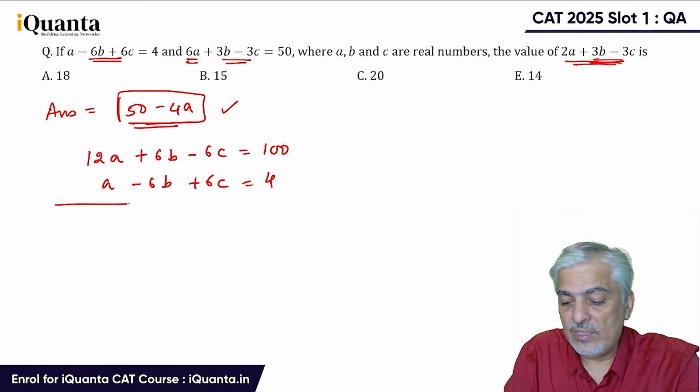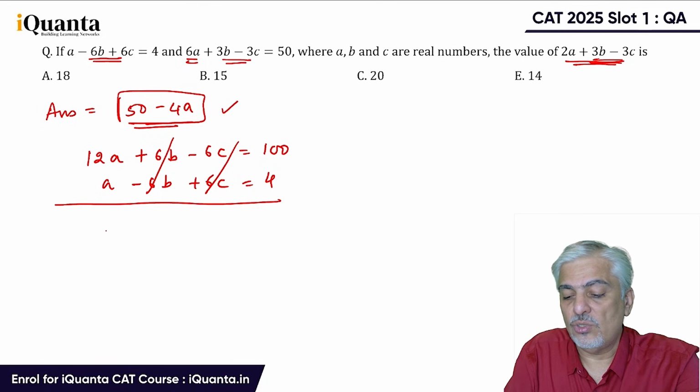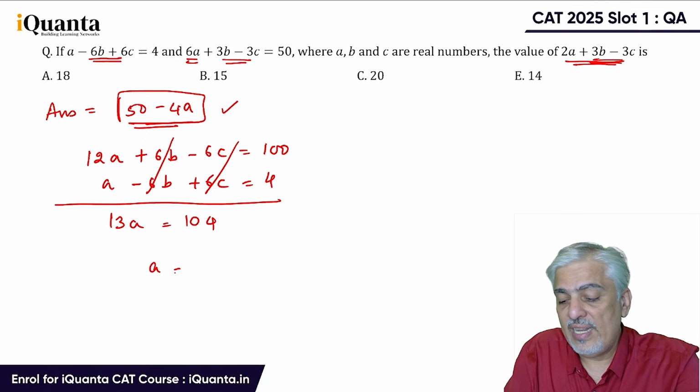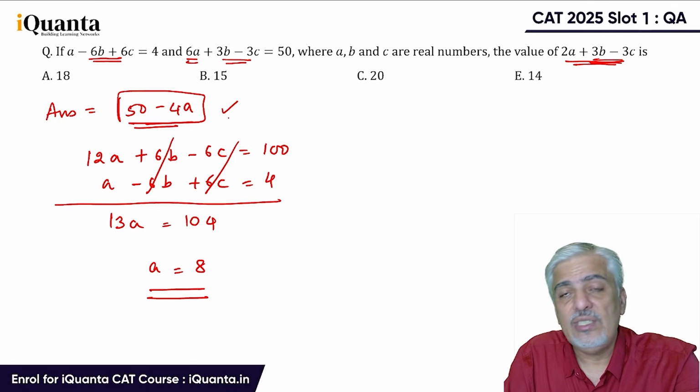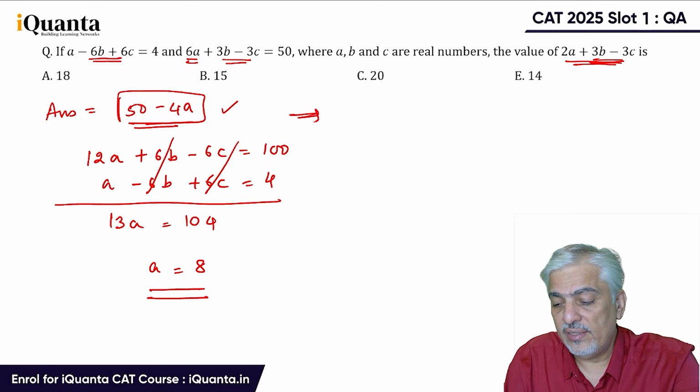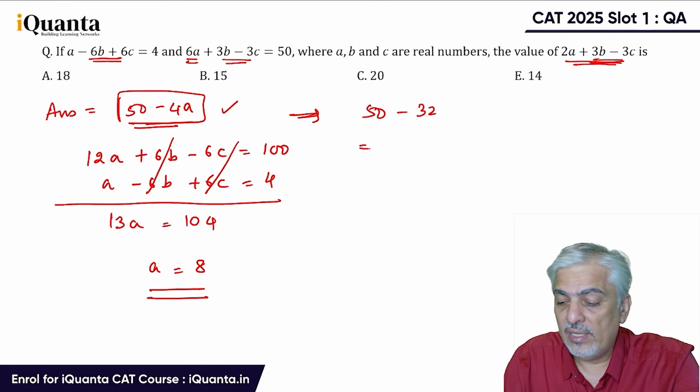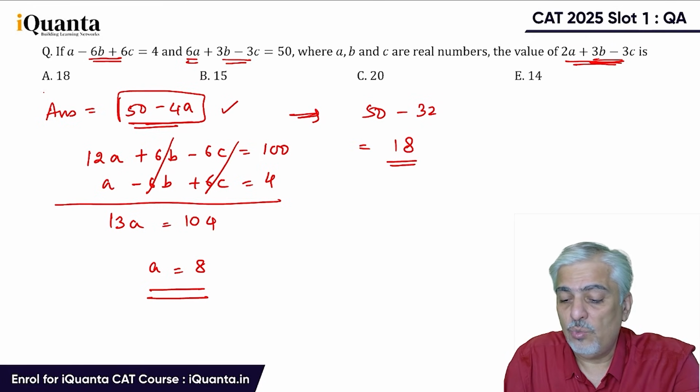Now, if you add these equations, you can see this cuts out, this cuts out. So you've got 13A is equal to 104, which means A is equal to 8. You just need to find 50 minus 4A, right? That's your answer. So 50 minus 4 into 8, 32. Answer is 18, which is option 1.